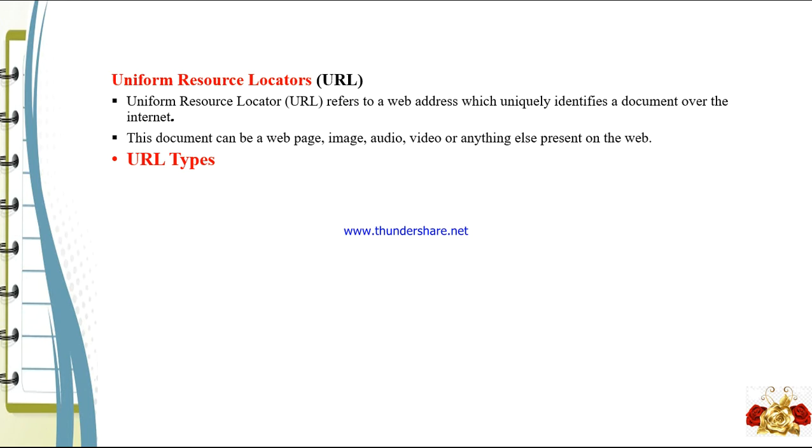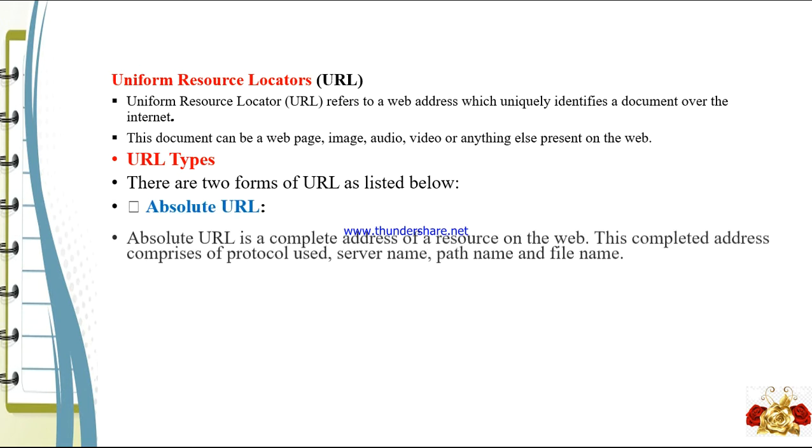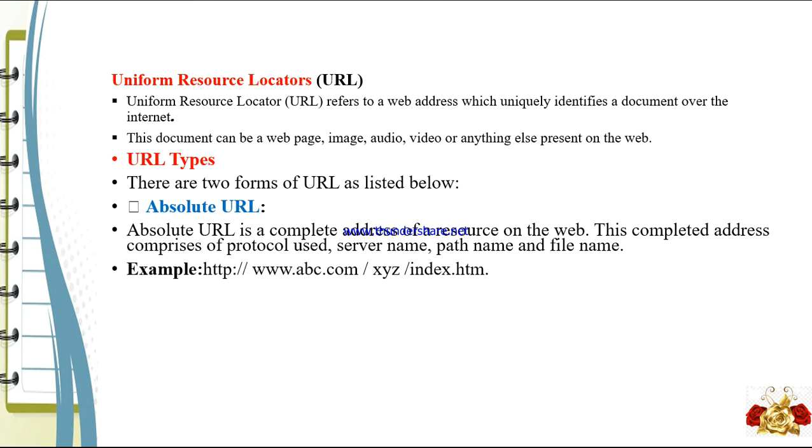Next, what are the types of URL? There are two forms of URL. The first one is the absolute URL. The absolute URL is the complete address of the resource on the web.